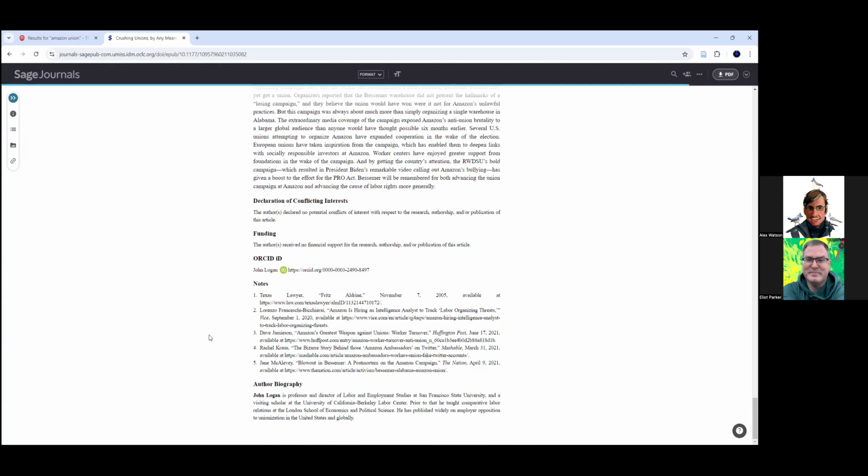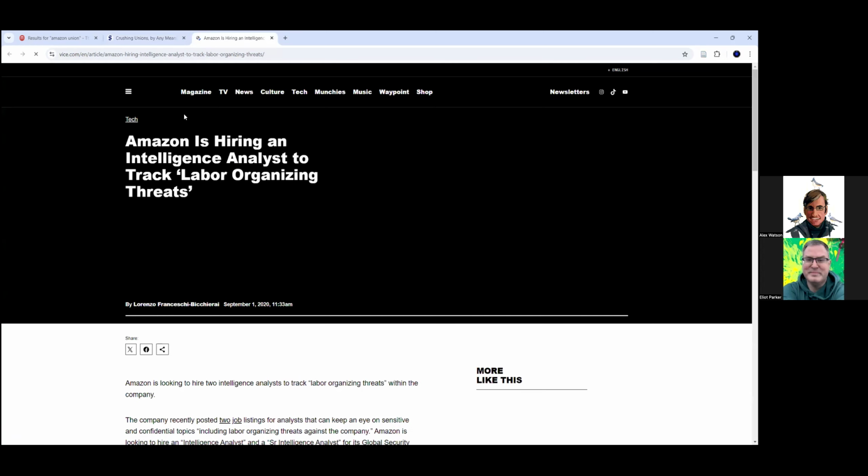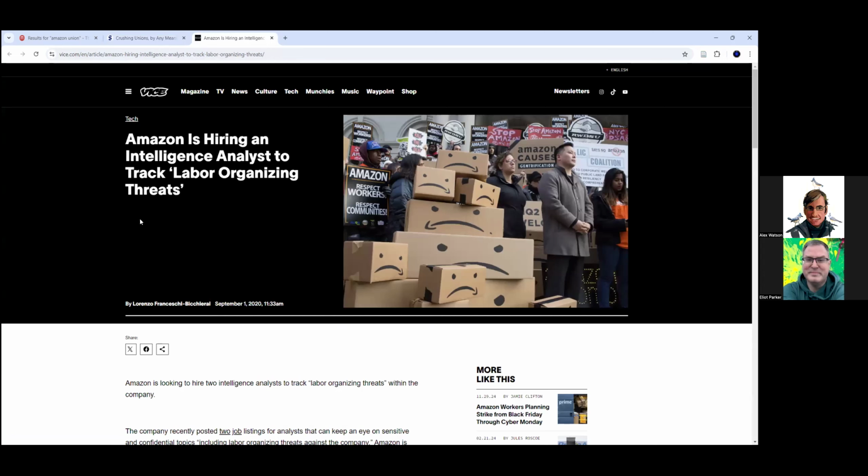So one of the really nice things about looking for these articles that are peer-reviewed, full-text journal articles is that they give you a list of their sources. In this case, it looks like they are mostly citing web sources. But that means that if you want, you can actually click on any of these and it will take you right out. So you can see, here's the Vice article that this person was citing. You gotta love those angry Amazon boxes.